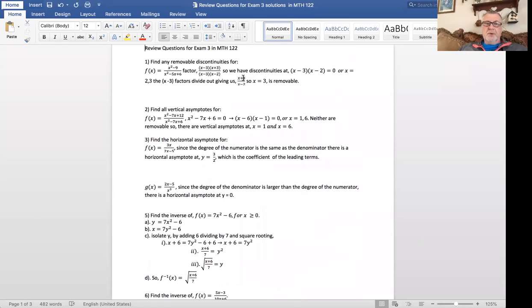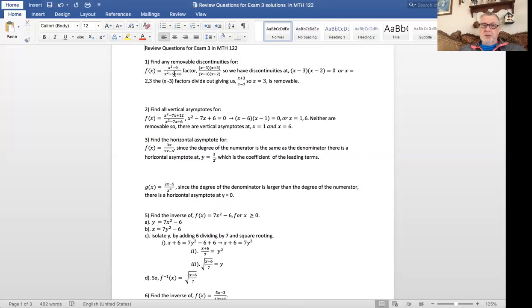So first off, the first question deals with removable discontinuities. There are discontinuities whenever the denominator equals 0. So whatever x values make the denominator equal to 0, there's a discontinuity there. Remember, there are two types of discontinuities. There's a discontinuity that relates to a vertical asymptote, and there's a removable discontinuity. The removable discontinuity occurs when we can factor the denominator and the numerator and divide out the offending values.